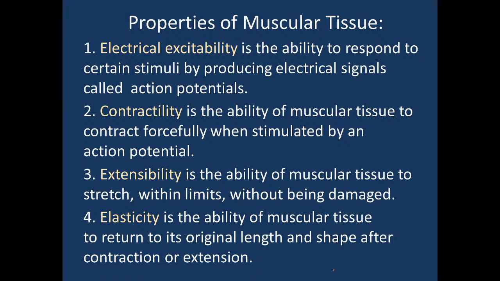What properties do all types of muscular tissue have? That is the electrical excitability, a property of both muscles and nerve cells. It is the ability to respond to certain stimuli by producing electrical signals called action potentials. This is a common feature for all muscular tissue. The second is contractility. It is the ability of muscular tissue to contract forcefully when stimulated by an action potential.